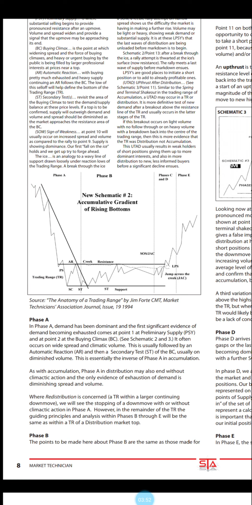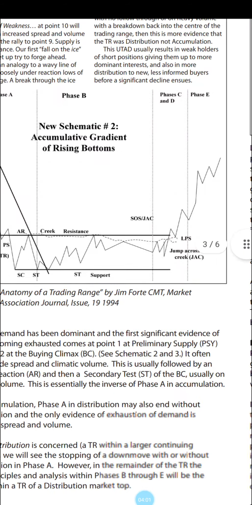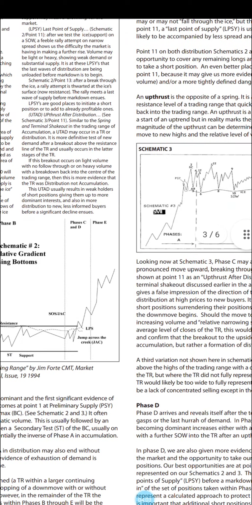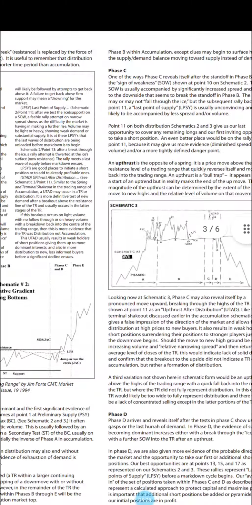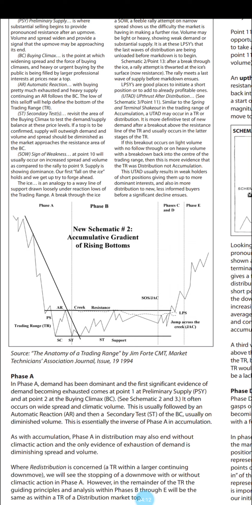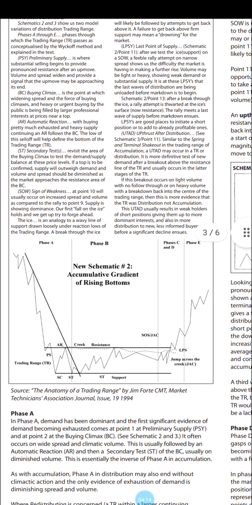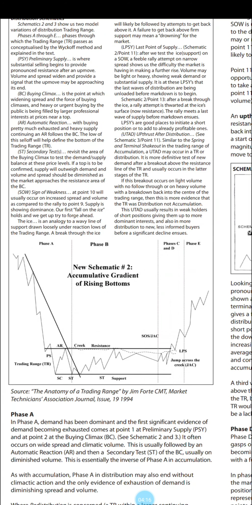Sign of weakness at point 10 will usually occur on increased spread and volume as compared to rally to point 9. So point 10. Oh, that's back at the top. Yeah, let's continue. You guys can look through this on your own time. Obviously, you can pause and look through this. I'll move around. At point 10 will usually occur an increased spread and volume.